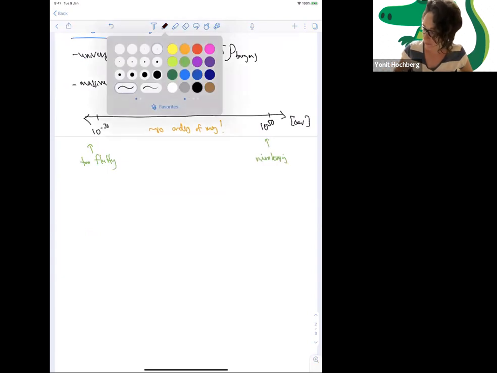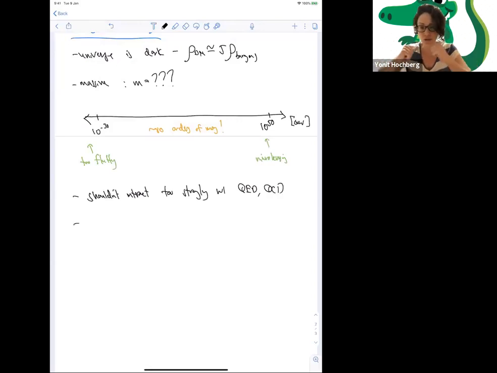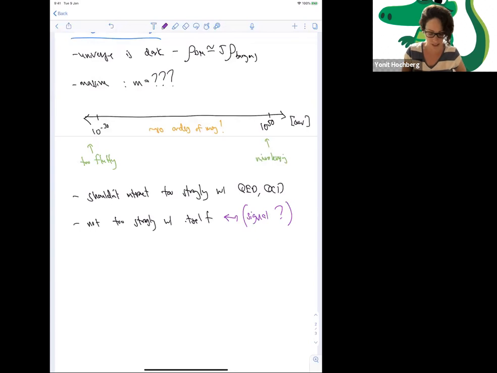What we know about dark matter is also that it shouldn't interact too strongly with QED and QCD, because otherwise we already would have detected it. So it shouldn't interact too strongly with known forces. We also know that dark matter shouldn't interact too strongly with itself, because strong self-interactions distort dynamics in dark matter halos. Although this is also a potential signal of dark matter, which we're going to be addressing tomorrow. So it shouldn't interact too strongly with itself. But as I said, this is also potentially a signal for some models of dark matter, and we'll be discussing that tomorrow.